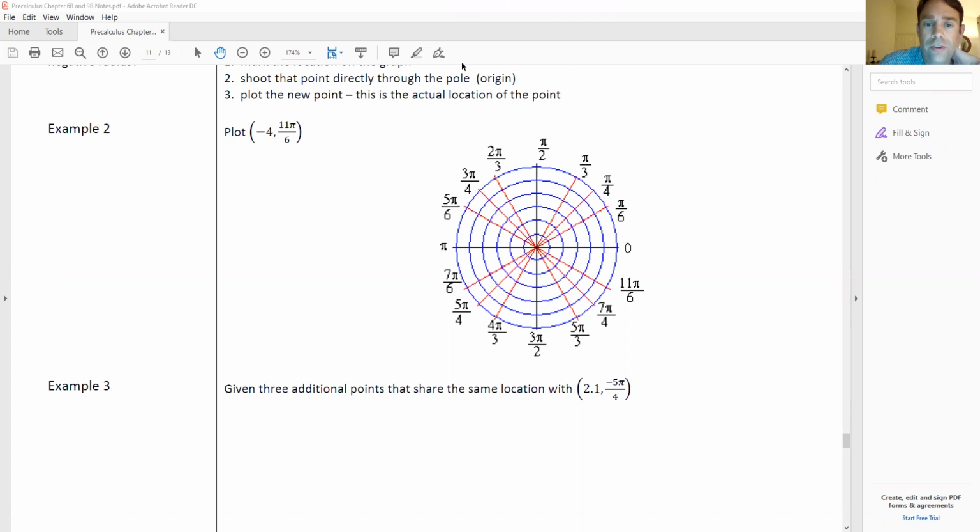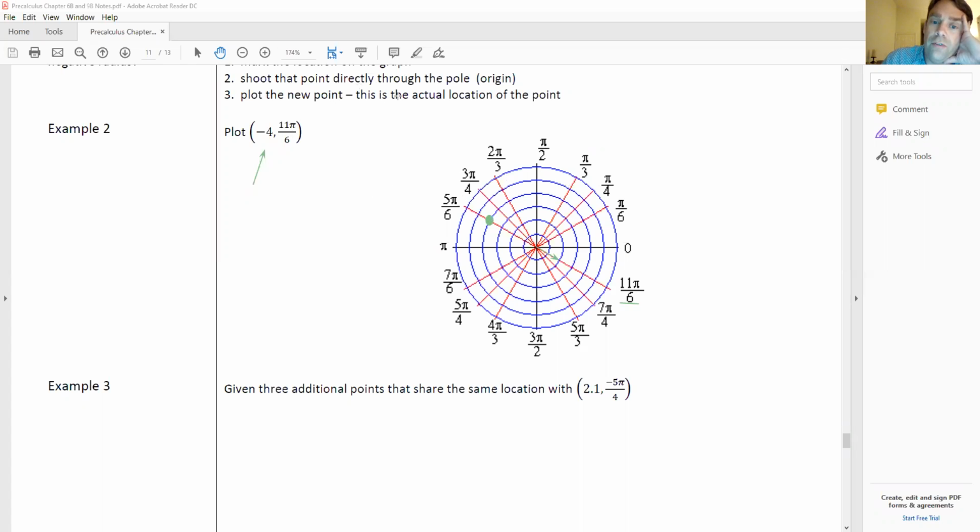All righty, let's see this here. To begin with, we have 11 pi over 6, so that's right here. So I'm going out towards that direction. But since my radius is -4, I'm going to go backwards. And when I go backwards, that's going to put me out, honestly, towards 5 pi over 6. So 1, 2, 3, 4. I went backwards. So that's -4, 11 pi over 6.